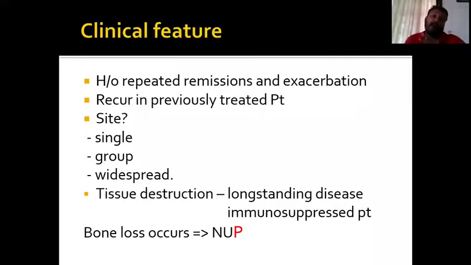If it is only pertaining to the gingiva and there is no bone loss, it is called acute necrotizing gingivitis. Okay, if bone loss occurs, then the term changes to necrotizing ulcerative gingivitis. Okay, now coming to the oral signs and symptoms.